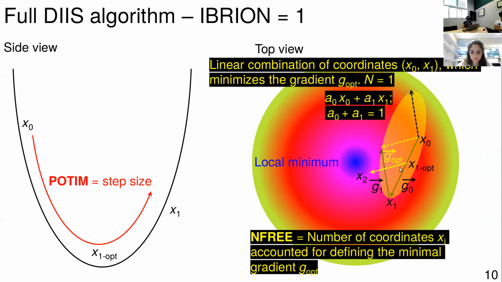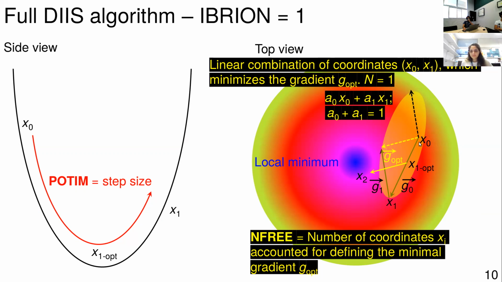So how do you do it? In x1, you calculate the second gradient. This g1 is the other gradient. And then you look for a linear combination of the coordinates x0 and x1. What does it mean that you look for a linear combination? If you want to get the idea, it simply means that your algorithm looks at all these coordinates and selects the one coordinate that minimizes the gradient, okay?